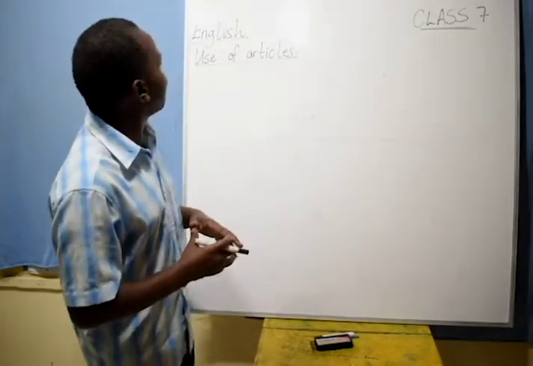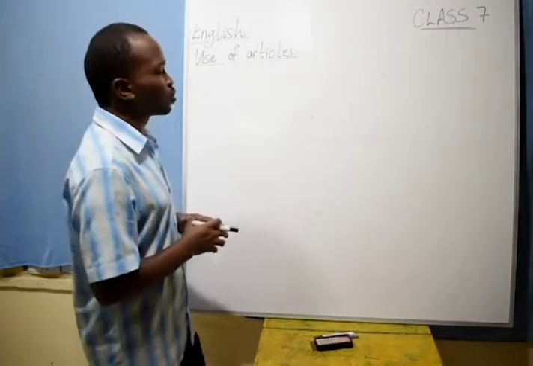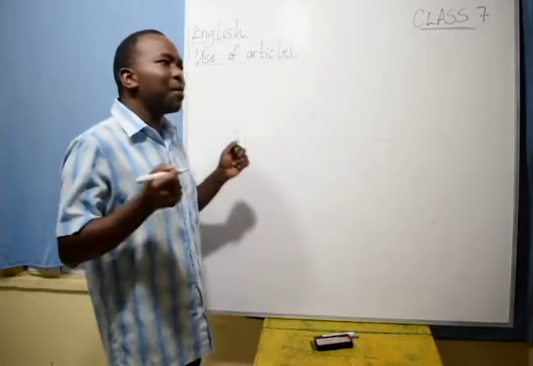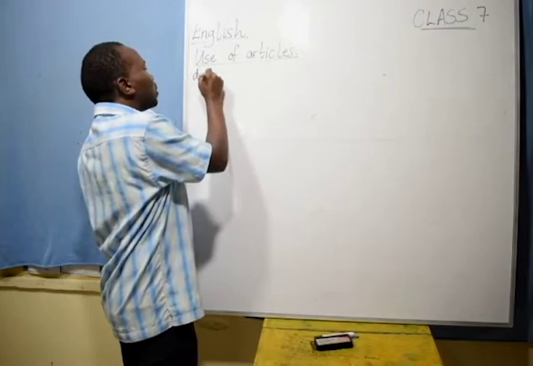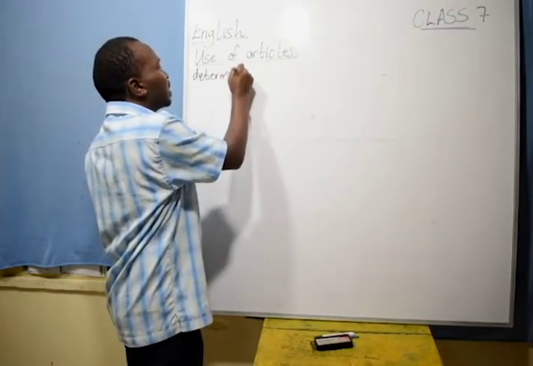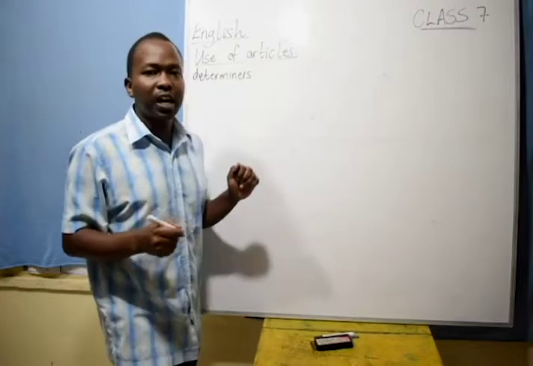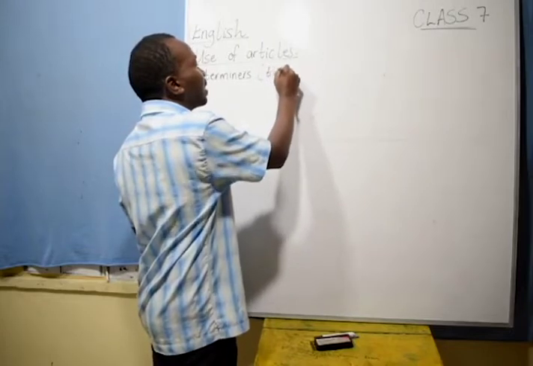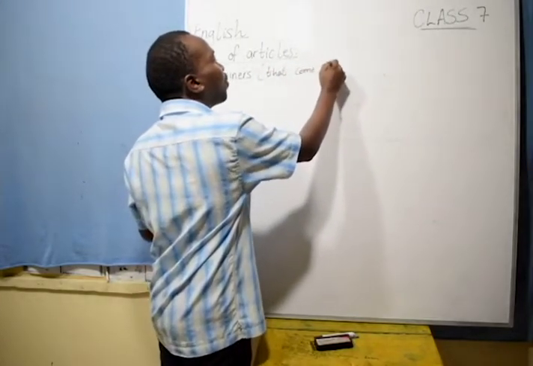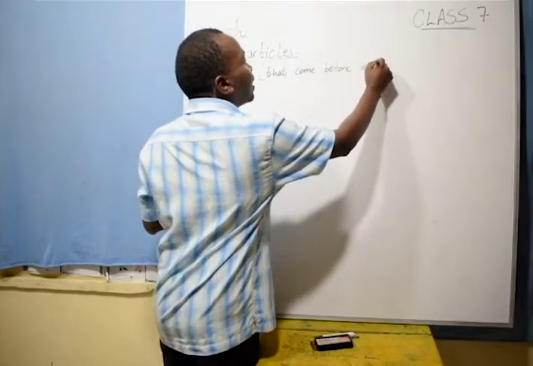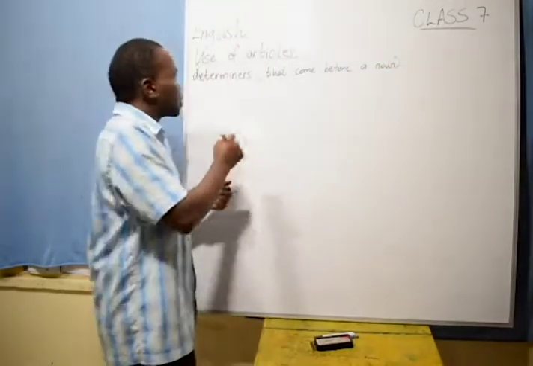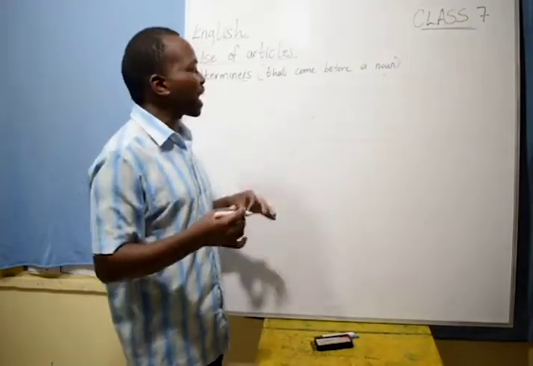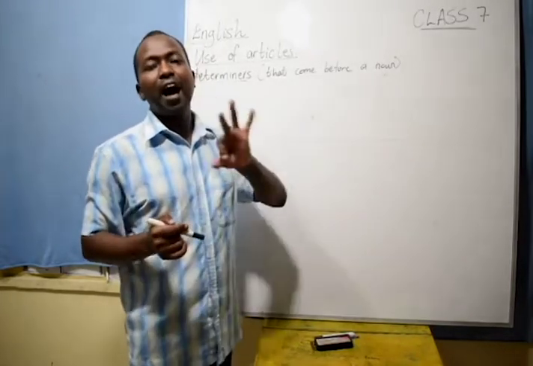Now today we are going to learn about the use of articles. When we talk about articles, these are determiners that we use in English. Determiners are words that come before a noun. We have those determiners that we call articles, and there are three of them.